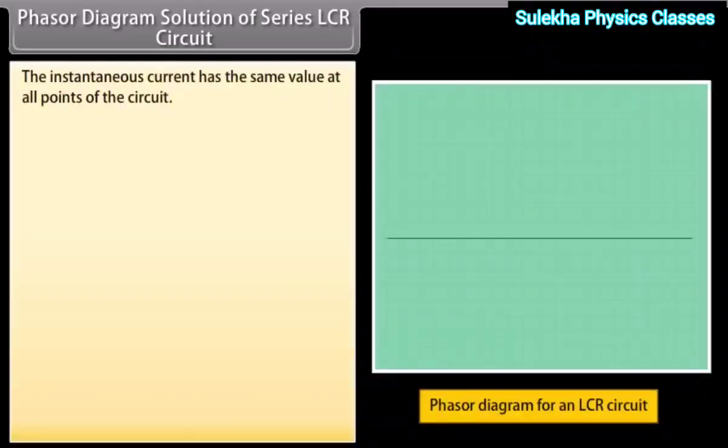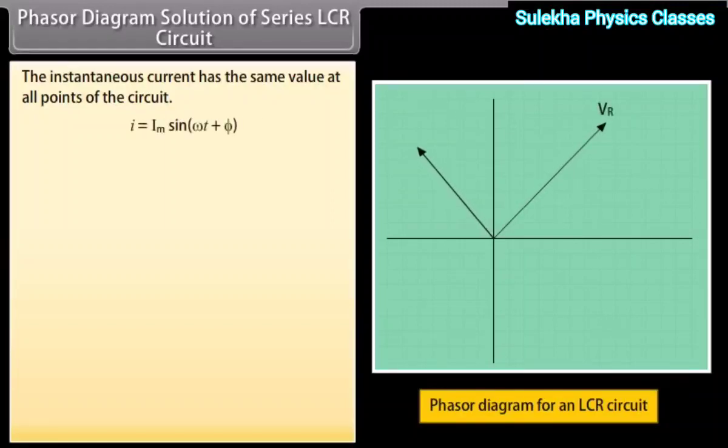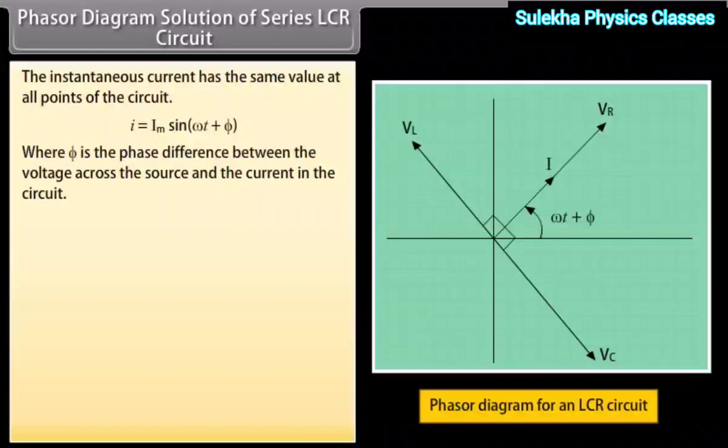Phasor diagram solution of series LCR circuit. The instantaneous current has the same value at all points of the circuit. I is equal to Im sine omega t plus phi, where phi is the phase difference between the voltage across the source and the current in the circuit.